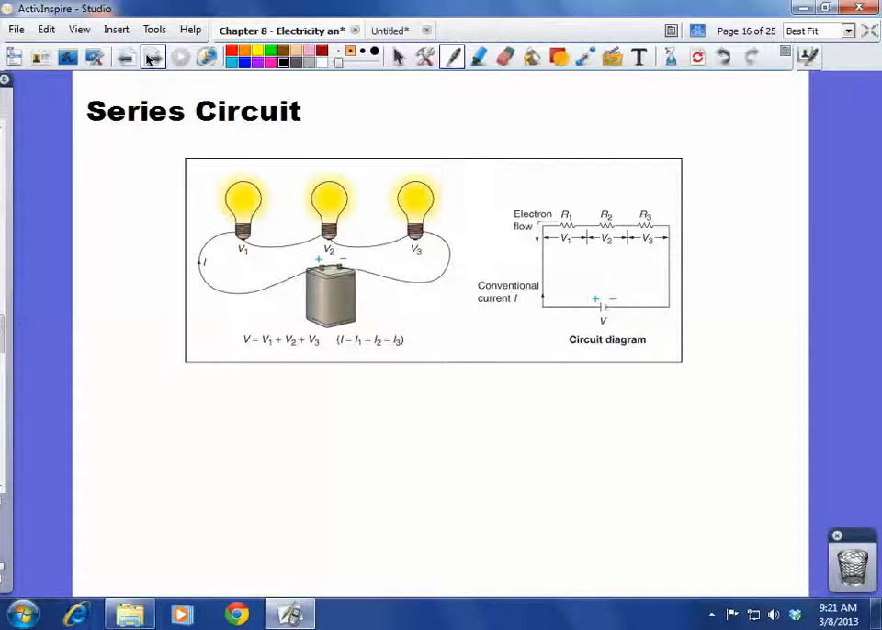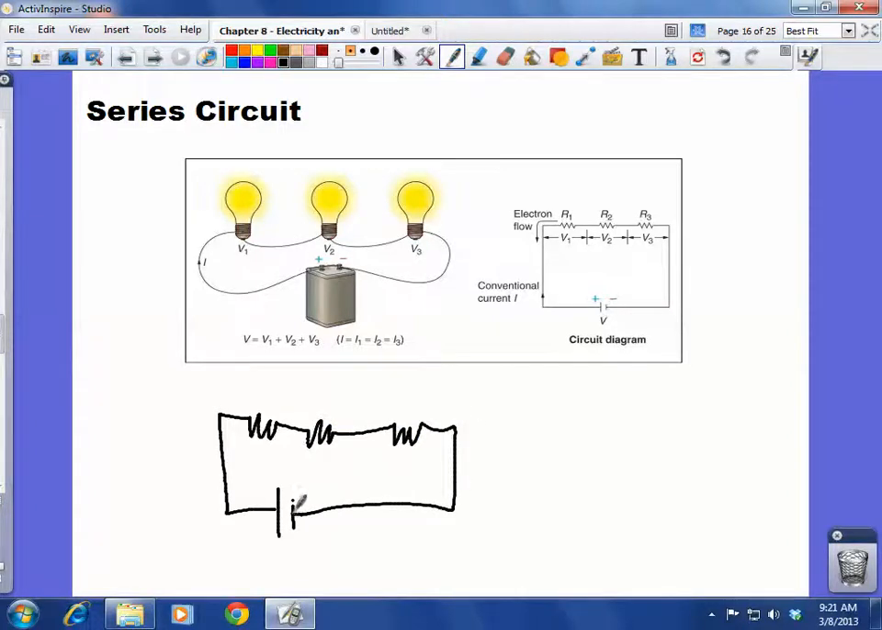Can anyone think of a good example of a series circuit? Christmas lights. If you have one light go out, the whole strand goes out, because you've opened up that circuit. So if we want to represent this as a circuit, we can just say we have one light bulb, two light bulb, and three light bulb.